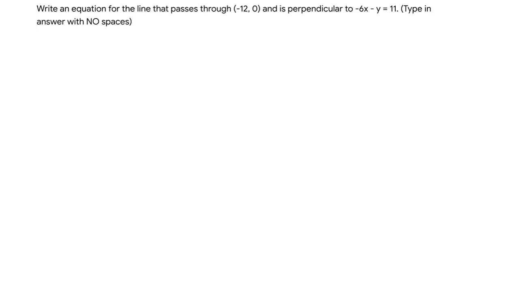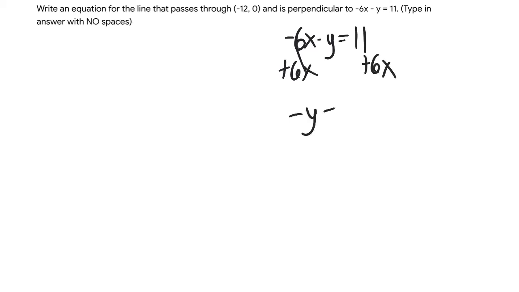Here's another one where we're given a certain point and we want the line to be perpendicular to this line. I'm going to put it in slope-intercept form first, just because it's easier for me to show you the slope when I do that. So let's see, -6x minus y is equal to 11. I'm going to add 6x to each side. I have -y is equal to 6x plus 11.